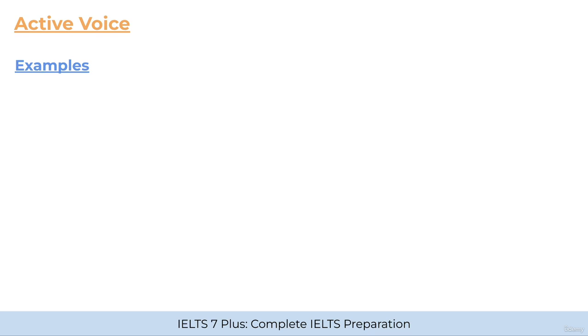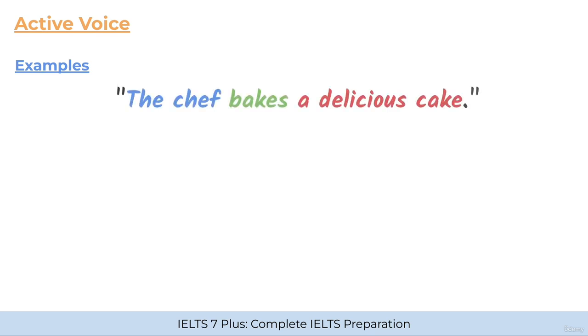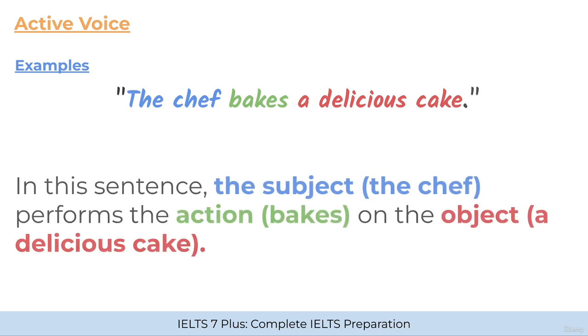Some examples then, just to show you. The chef bakes a delicious cake. So here the subject is the chef, performing the action, or in other words the verb, bakes, onto the object of a delicious cake. So the action is being performed on the object, if that makes sense.